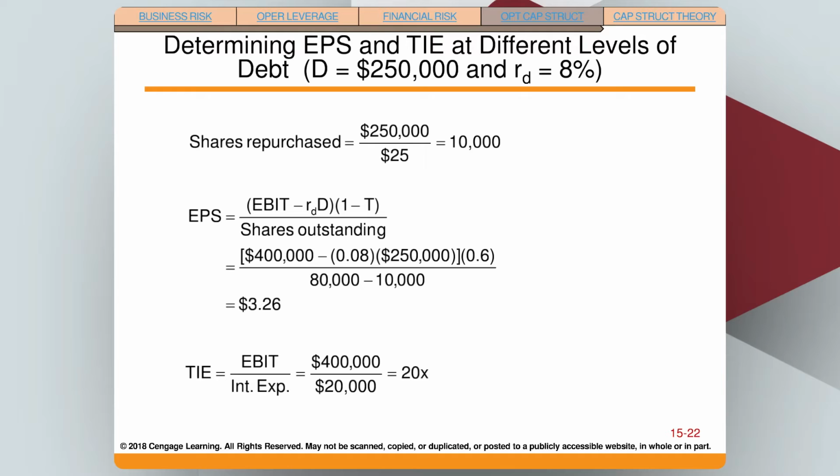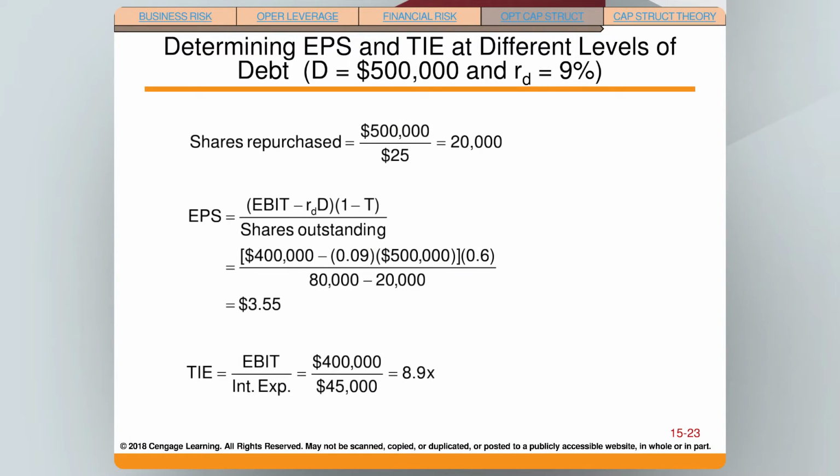Again, the EPS here. 400,000 minus 0.08 here is the RD. And then the 250. So, 0.08 muna times 250. Then, minus 400 times 0.6. So, you divide it by 80,000 minus 10. Ano yung 0.08? It is the interest, diba? So, meaning, 8% and then the RD of 250. Just multiply it muna, 250 by 0.08. Then, we minus it by 400 times 0.06 divided by 80 minus 10, you have 3.26. Of course, the times interest earned, the EBIT divided by interest. So, you have 20 times.